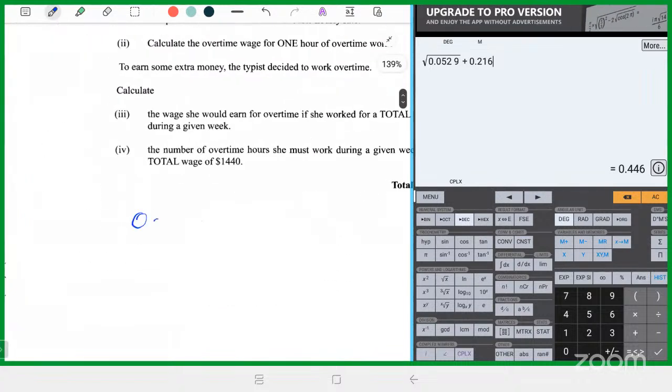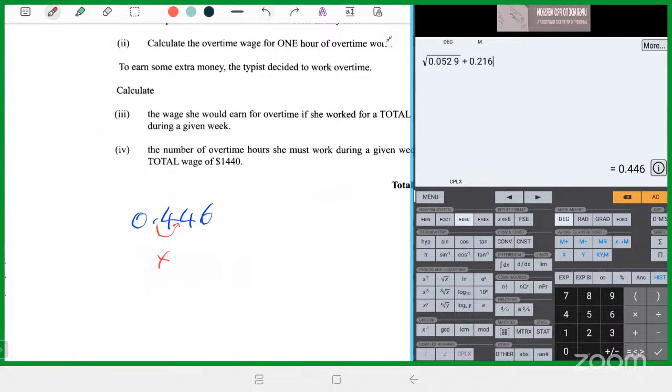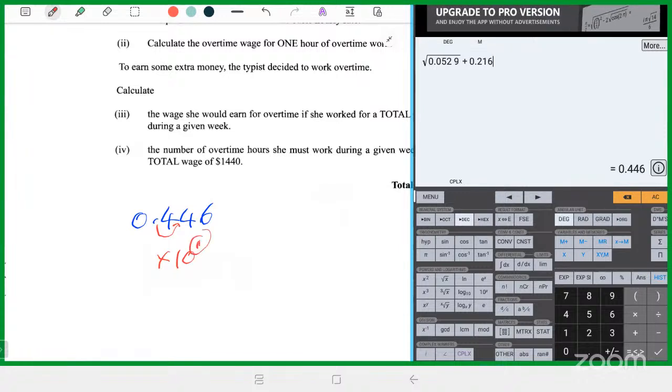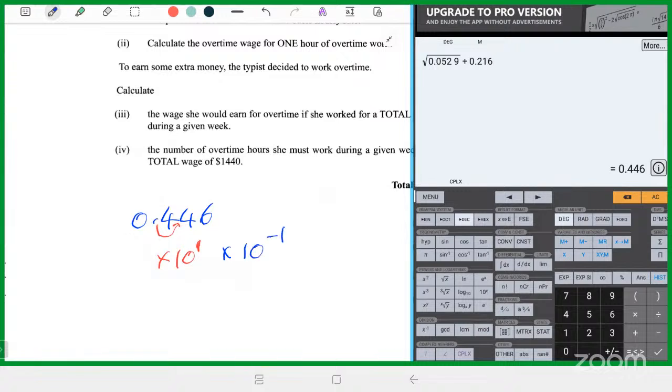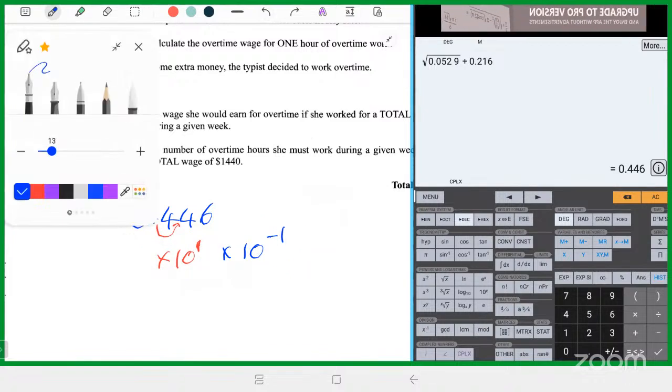So you have 0.446. I want to convert that to standard form. You need this decimal point to come right here. To bring the decimal point there, you multiply this number by 10 to the power 1, meaning that I move it one place to the right. To cancel out this multiplication by 10 to the 1, I multiply by 10 to the minus 1. Multiply by 10 to the 1 and multiply by 10 to the minus 1, they negate each other.